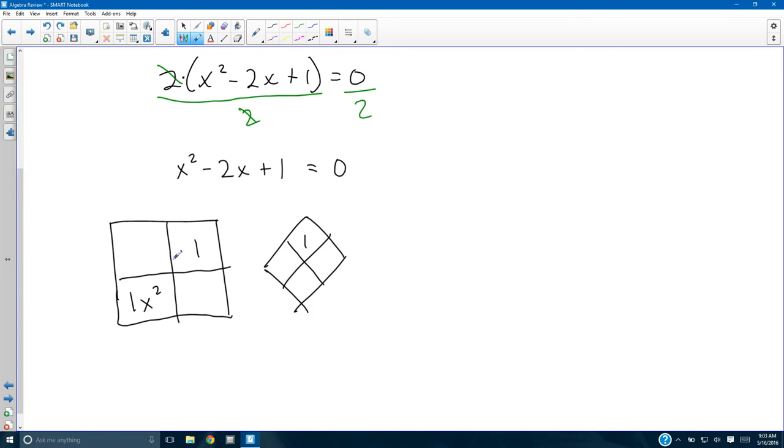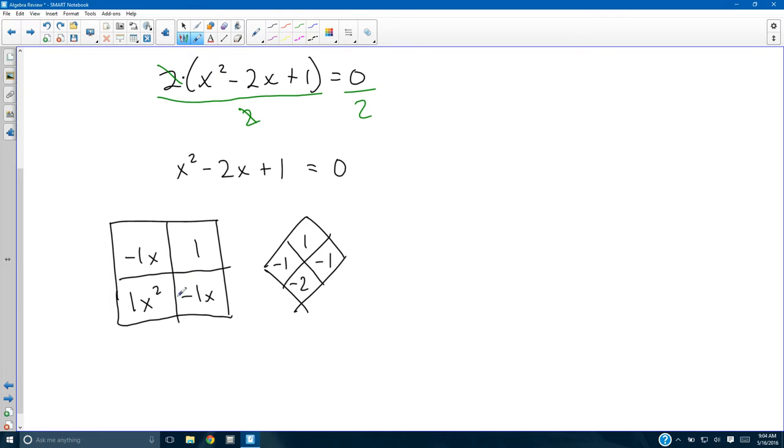Now the two numbers that add together, once again, add to become negative 2. So you're looking for two numbers that multiply to become 1 and add to become negative 2. Those numbers are negative 1 and negative 1. Now keep in mind, it's not just negative 2, it's negative 2x. So this is negative 1x, and this is negative 1x right here.